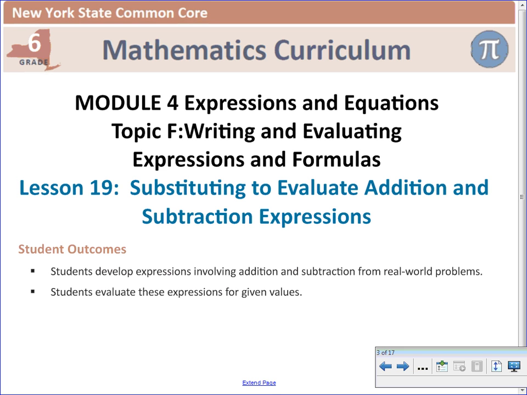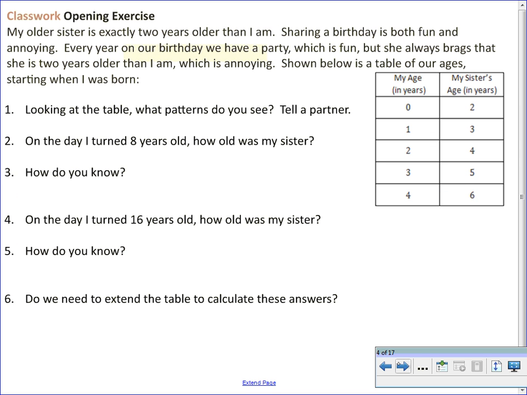Today is Module 4, Lesson 19, which is very similar to yesterday's lesson. Today we're going to be substituting to evaluate addition and subtraction expressions. Let's take a look at the opening exercise.